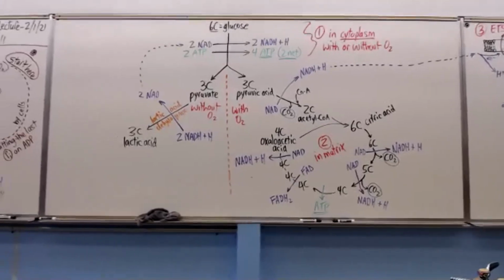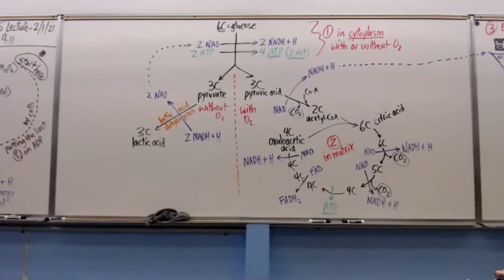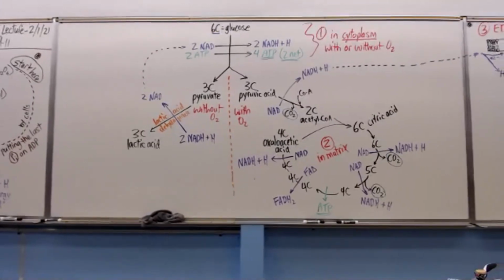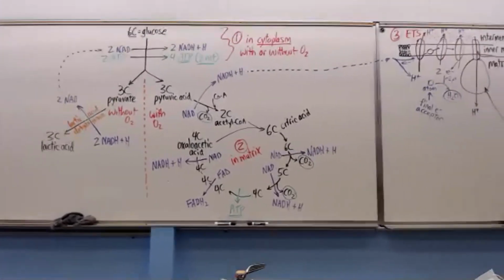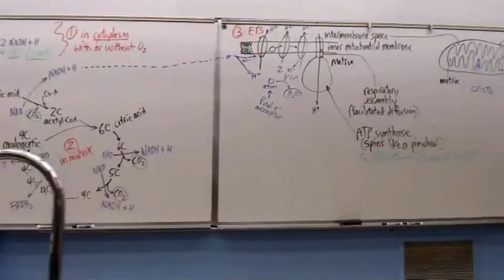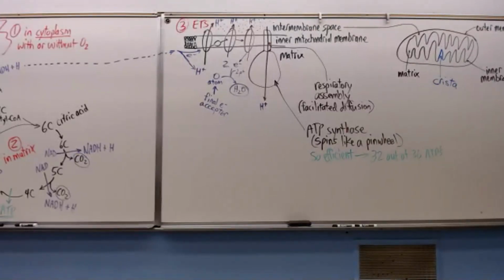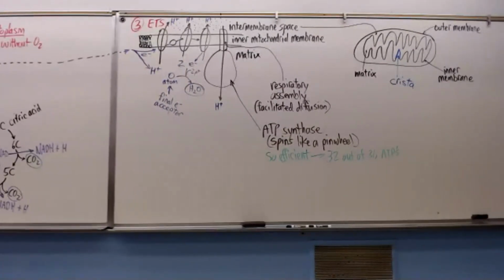Remember that both pyruvates are going to do one or the other. It'll never split like that. I just don't have enough whiteboard. But all those purple guys with H's are going to be taking their high energy electrons to number 3. All the carbons are gone after step 2. That's the framework, starting from glucose. Any questions?